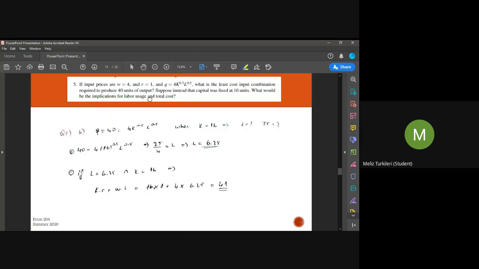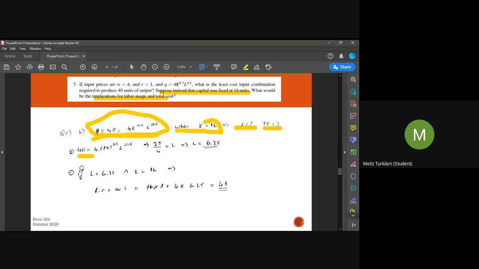As a B section, suppose instead that capital was fixed at 16 units. What would be the implication for labor usage and the total cost? Again, we have the same amount for the production. We are going to produce 40 units, but we are going to produce these units when the capital is equal to 16. And we are going to find the labor and the total cost.